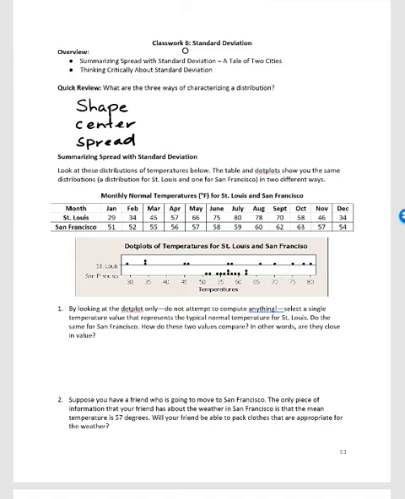So suppose that you have a friend who's going to move to San Francisco. The only piece of information your friend has about the weather in San Francisco is that the mean or average temperature is 57 degrees. So for all of these 12 months of the year, the average temperature for San Francisco is 57 degrees. Do you think your friend will be able to pack clothes that are appropriate for the weather?